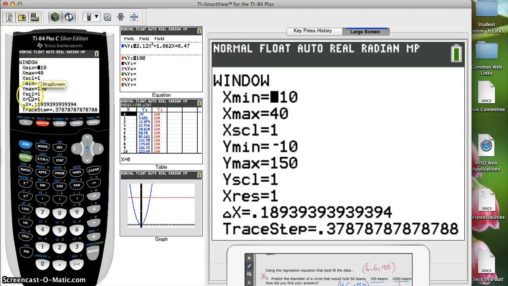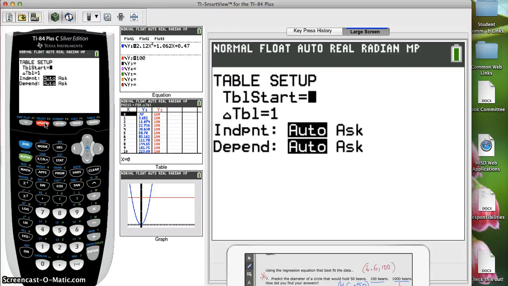Okay, now another way is that you can go to second and then press window. So basically table set. Okay, second window. And remember, x is the independent value, right? Instead of auto, go back to ask. So move it to ask and press enter. It means you want the calculator to ask you for the independent value, the x value.